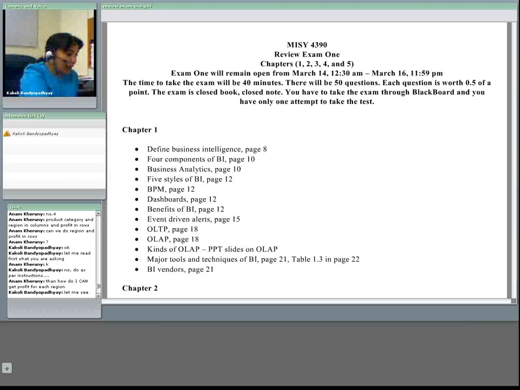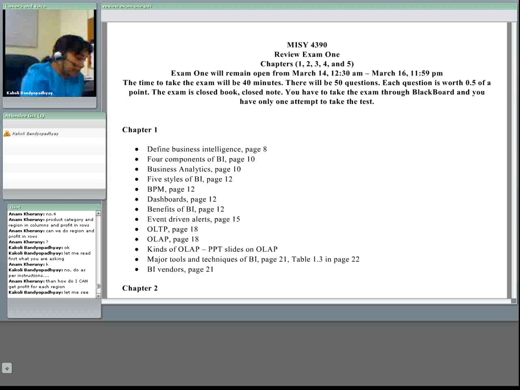Benefits of BI, you can look at them in page 12, or slide number 14 maybe. What are event-driven alerts? It's given in page 15. Event-driven alerts are basically a warning or action that is activated when a predefined or an unusual event occurs.